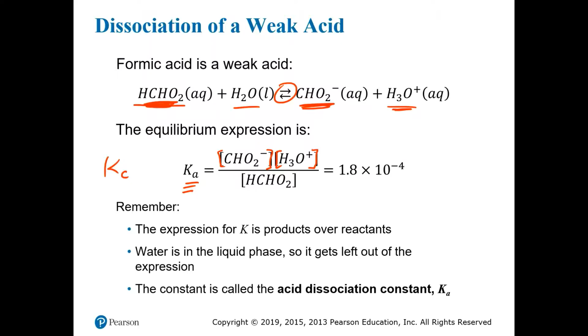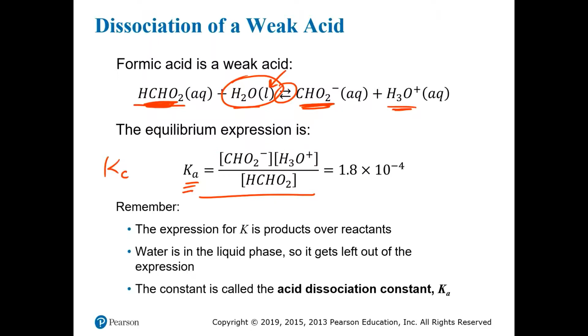You'll notice that we left water out of this equation, and that's because water is a liquid. From the previous chapter, hopefully you remember that liquids and solids can both be left out of equilibrium expressions. The only things you need to include are aqueous solutions, which we have here, and gases, which are not really relevant to this chapter. So this expression here is the form of the acid dissociation constant for formic acid.